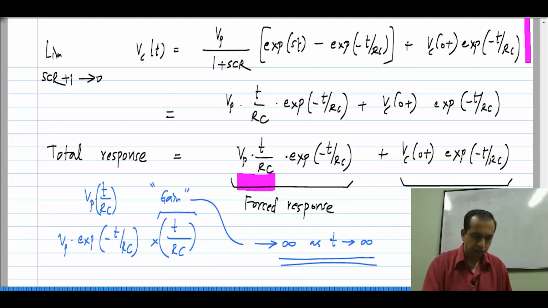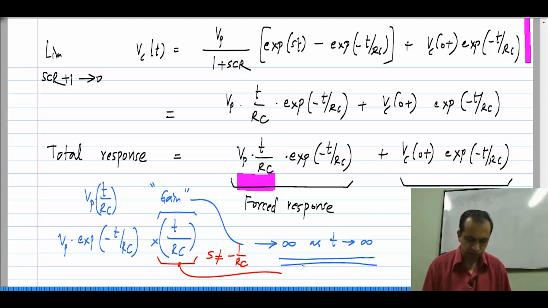Now, remember, for some other input, when S was not equal to minus 1 by Rc, this gain was 1 by 1 plus SCR. If you just substitute SCR equal to minus 1 here, you will get infinity, but you see that in the actual response you have T by Rc, and as t goes to infinity, this number also goes to infinity, but the entire response goes to 0.